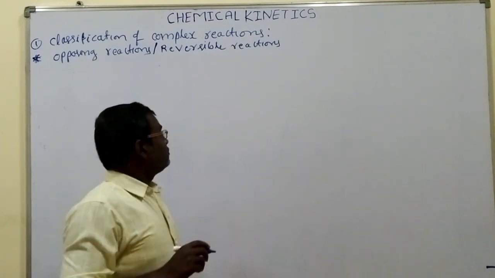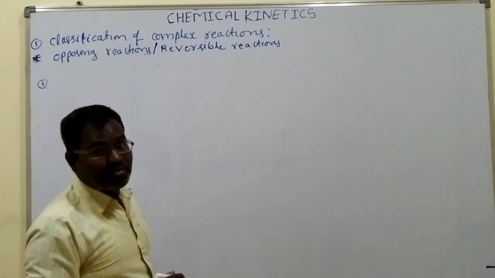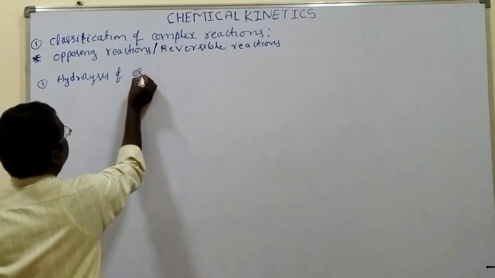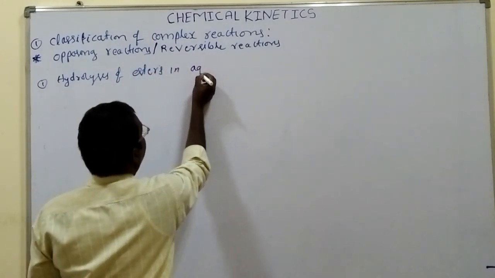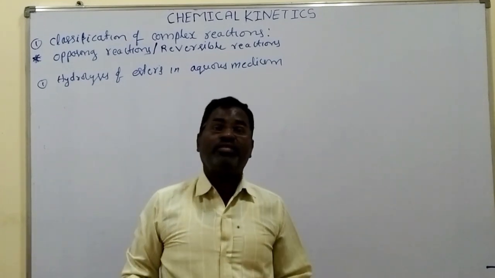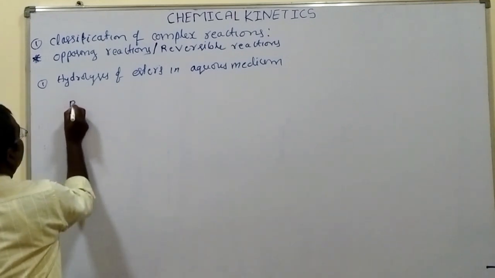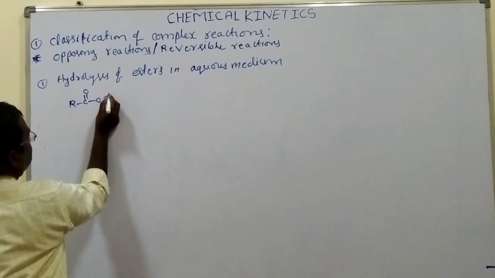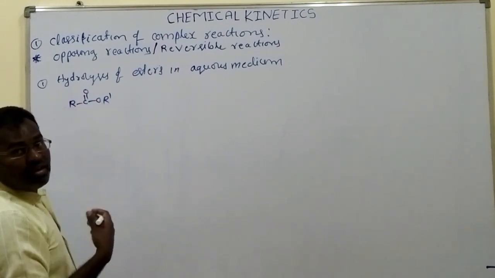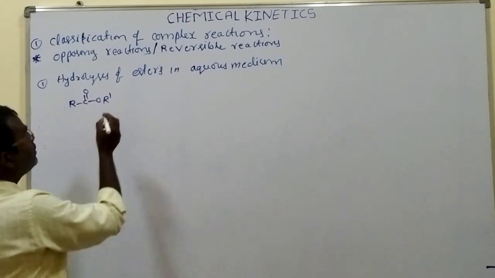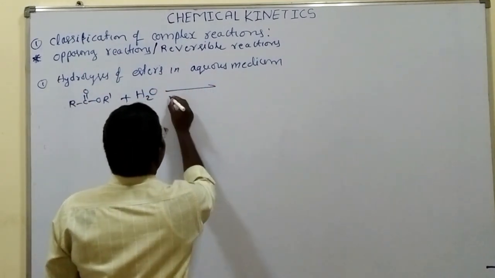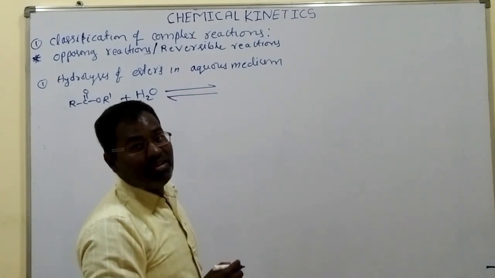For instance, the first one is hydrolysis of esters in aqueous medium. Ester is an organic compound. Its general formula is RCOOR'. R and R' may be the same or different, we don't have any problem. It undergoes hydrolysis, that means it reacts with water, and gives a carboxylic acid and an alcohol.